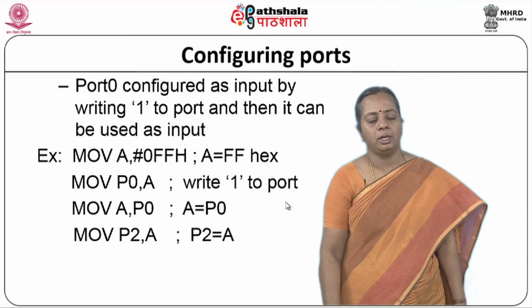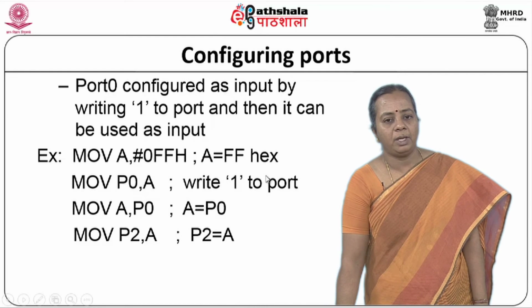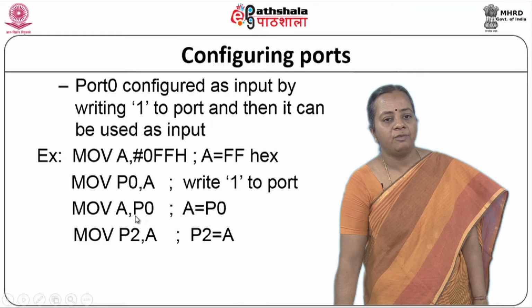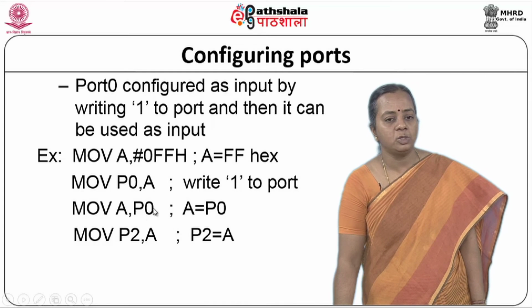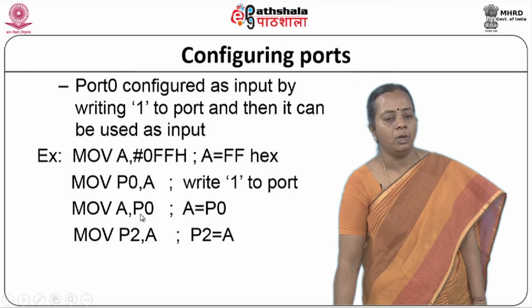But one thing has to be noted here. When I am giving a 1 to P0, the device is informed that P0 is an input port. But after that, P0 is receiving some other data from outside, because some input device is connected to P0. Because of that, P0 no longer has a value of 1. Remember, in MOV P0, A, the 1 is assigned, but in the statement MOV A, P0, that means the P0 content is moved to A. It does not mean that this FF is moved to A now.